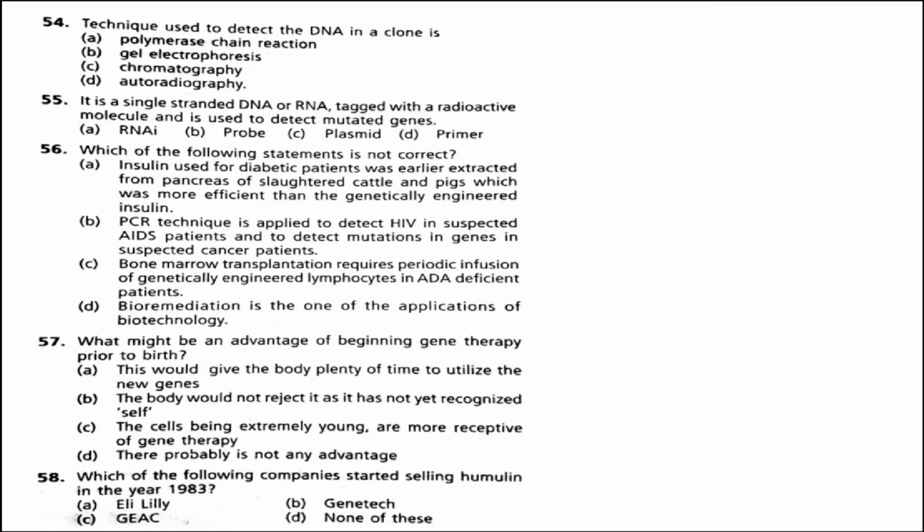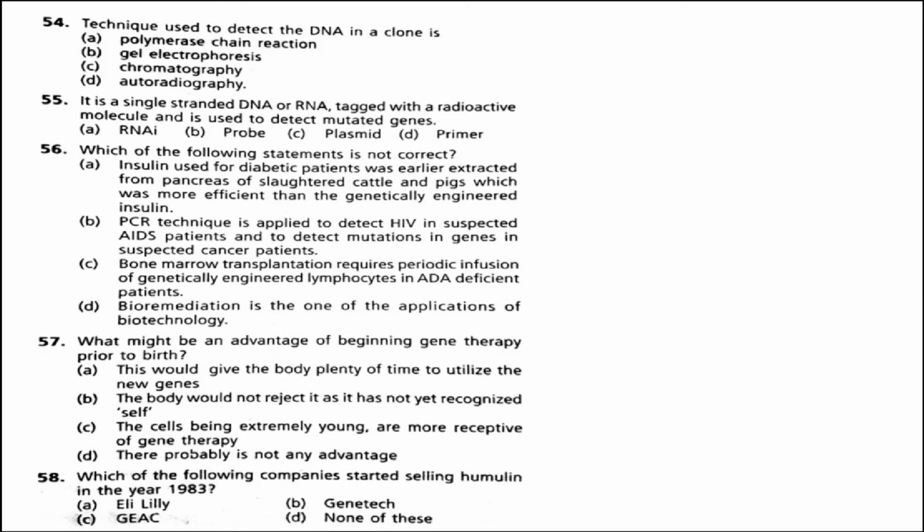Next, technique used to detect the DNA in a clone is option A, PCR, B, gel electrophoresis, C, chromatography, D, autoradiography. And the answer is option D. A single-stranded DNA or RNA joined with a radioactive molecule or probe is allowed to hybridize to its complementary DNA in a clone of cells. It is followed by detection using autoradiography. The clone having the mutated gene will not appear on photographic film because the probe will not have the complementarity with the mutated gene.